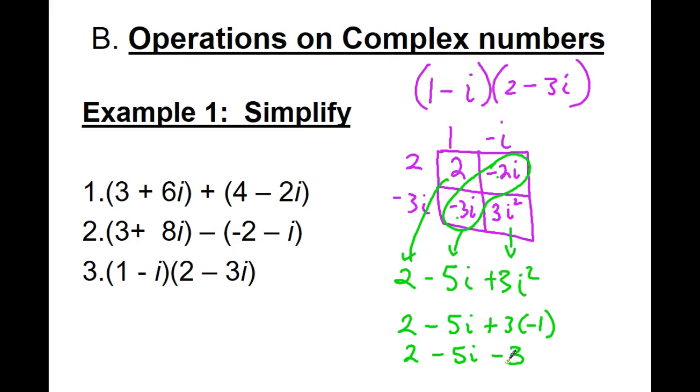And now I can combine the 2 and the negative 3, which are? Negative 1. There you go. So that's where complex numbers get a little different than polynomials, but the process is the same. Just remember to replace the i squared with a negative 1. So it's almost like doing polynomials all over again. But we have to remember this is not really a variable. This is a number, an imaginary number. But the way it acts is just like a variable in polynomials.